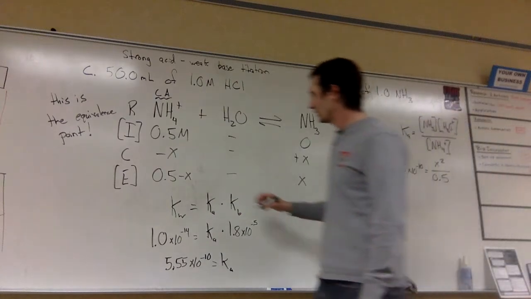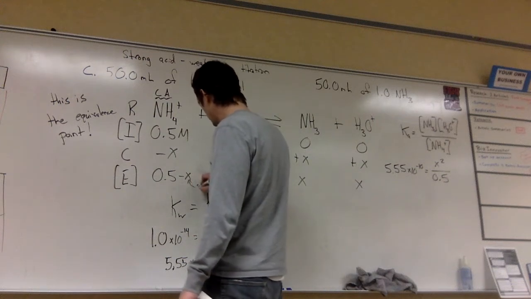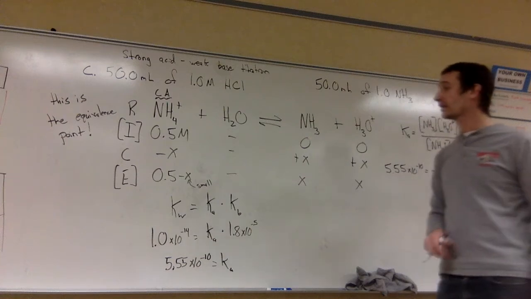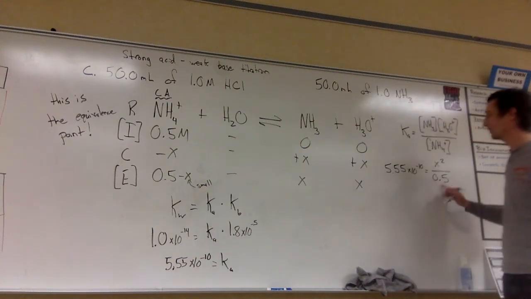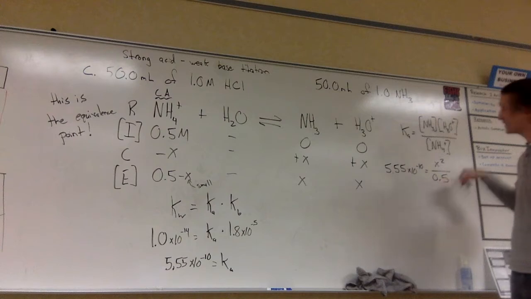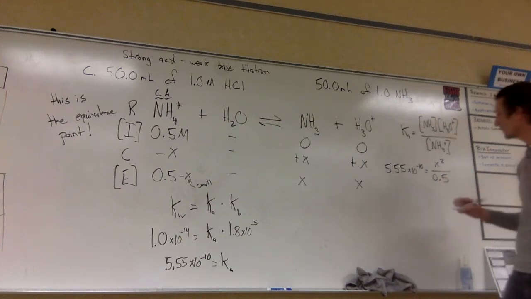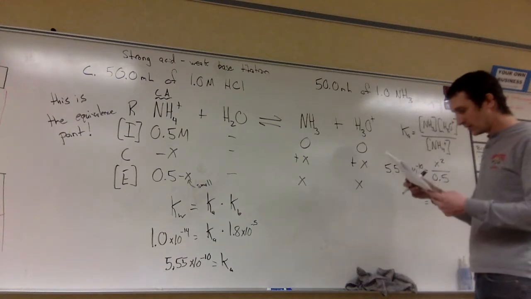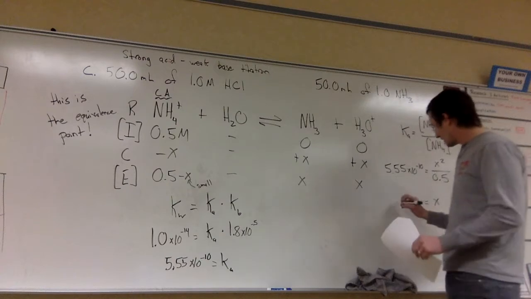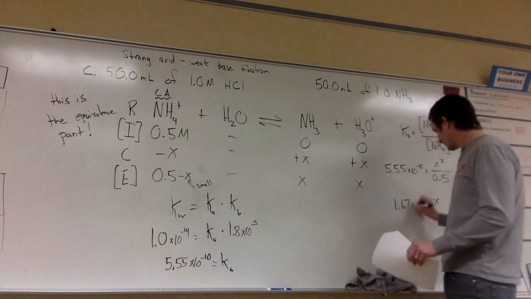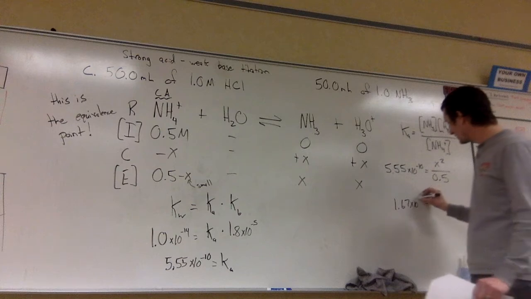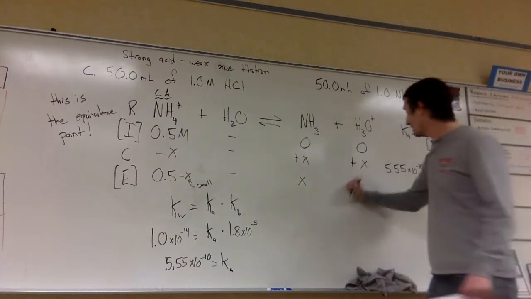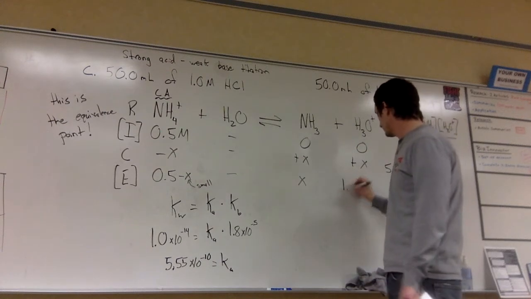And again, as we've done many times now, we use the x is small assumption in order to make our calculation a heck of a lot easier. So instead of doing 0.5 minus x, I'm just going to do 0.5, which means that x is equal to, when I crunched the numbers, I got 1.67 times 10 to the minus 5th power. And that's my concentration of hydronium ion.